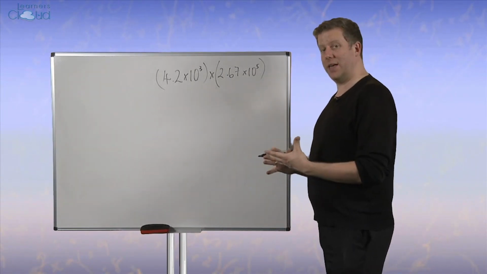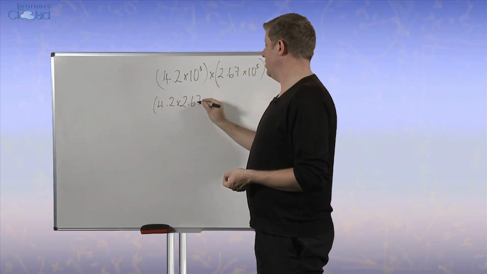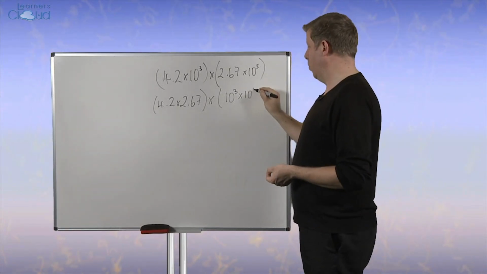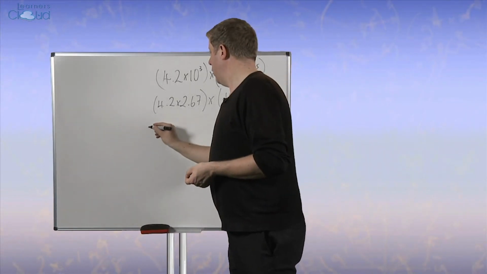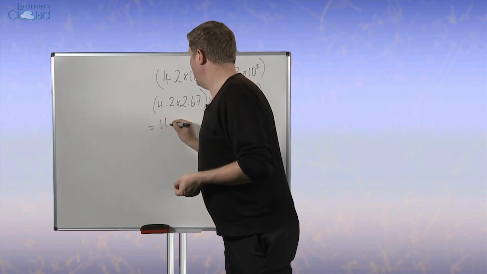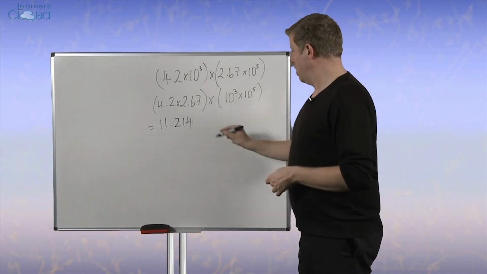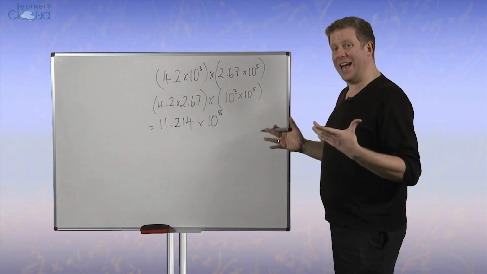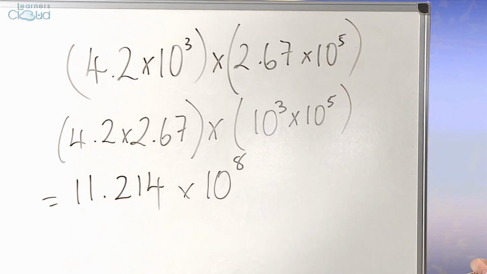So remember, we separate 4.2 times 2.67 and then bring our tens together so we can use our rule to calculate what our power of 10 is going to be. 4.2 times 2.67 gives us 11.214, with a calculator of course, multiplied by 10 to the power of 8 when we add our powers together. So we've calculated what the numerator of our fraction is.